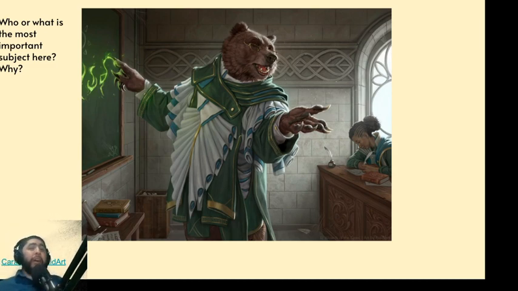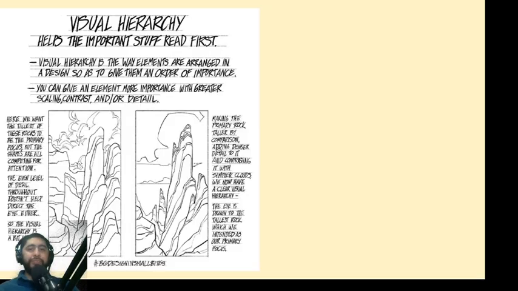I would say the hierarchy here shows that this bear is the most important, because not only is he in front of the camera, quote unquote camera, but this pupil is off to the side. We don't see their whole body, and their dress seems kind of similar, but this might be a little bit more fancy. So you can read into things for hierarchy.